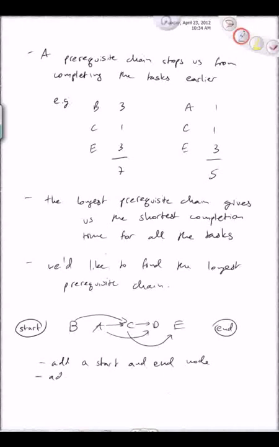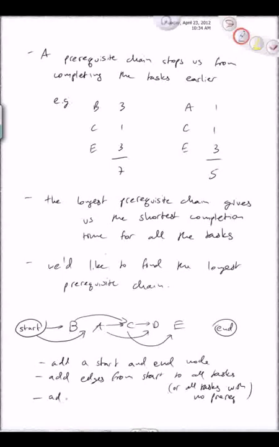So add edges from start to all tasks. And in fact, you don't have to do all tasks. You could even just do all tasks with no prerequisites, because it's really these tasks with no prerequisites that can be the starting point of our execution. So here are the edges we're going to add from start to the two tasks that have no prerequisites, which are B and A.